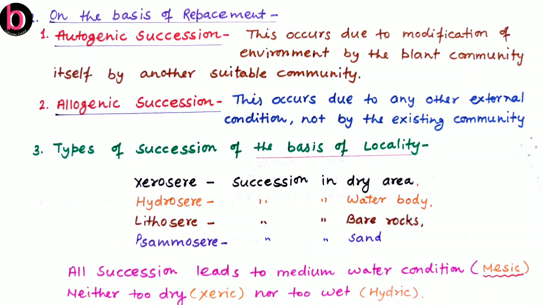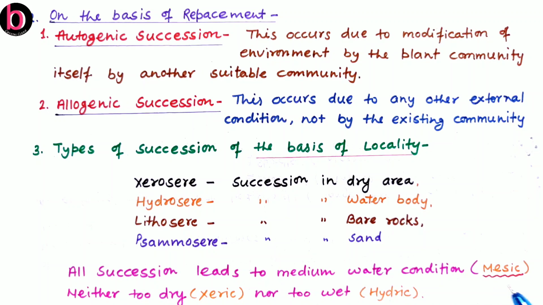When we discuss any kind of succession, the ultimate fate of any succession is to convert into mesic or mesophytic vegetation. When we discuss xeroseri, it starts from a dry area and gets converted into a mesic area or mesophytic vegetation. Same when we discuss hydroseri: this starts from a naked water body and again is converted into mesophytic or mesic vegetation, and the same for lithosere as well as samosere.